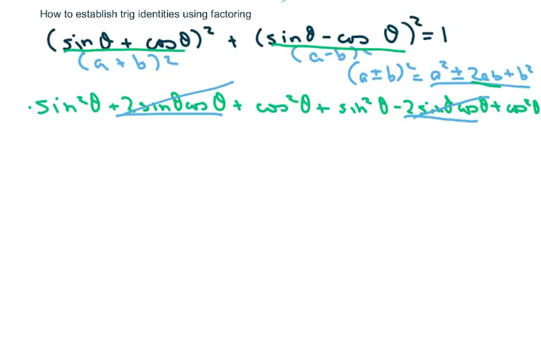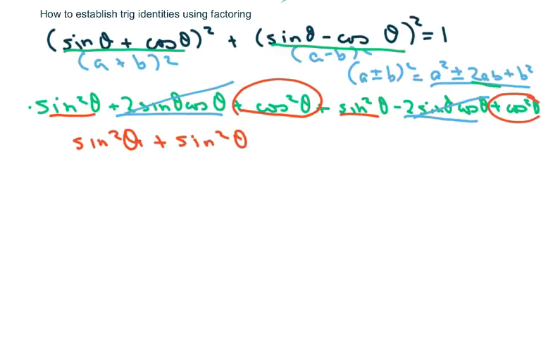So let me rewrite this. We have sine squared of theta plus, let me just go ahead and put these two together, plus sine squared of theta. Then I'm going to put my cosine squares together, plus cosine squared of theta. Oh, by the way, this equals 2, not 1. Sorry about that. Plus cosine squared of theta.